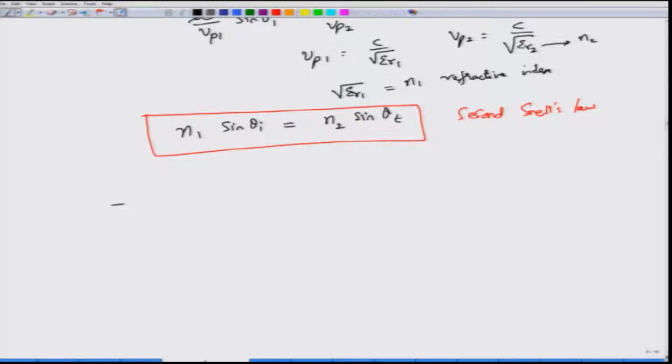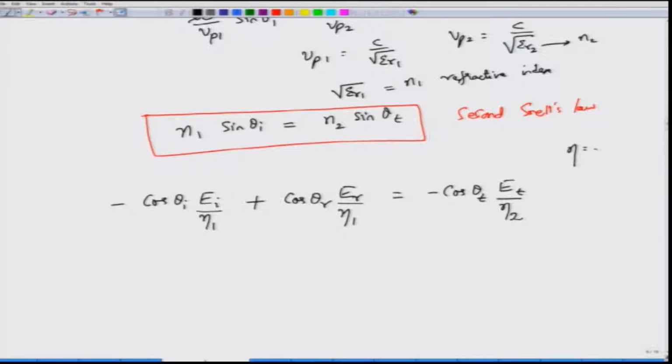So, the total tangential component in the first medium is minus cos theta I E I by eta 1 plus cos theta r E r by eta 1, which must be equal to minus cos theta t E t by eta 2. Eta 1 and eta 2 are the impedances of the medium in region 1 and region 2. So, if I have not written it earlier, this should be equal to square root of mu by epsilon. Okay. Now, you have two equations.